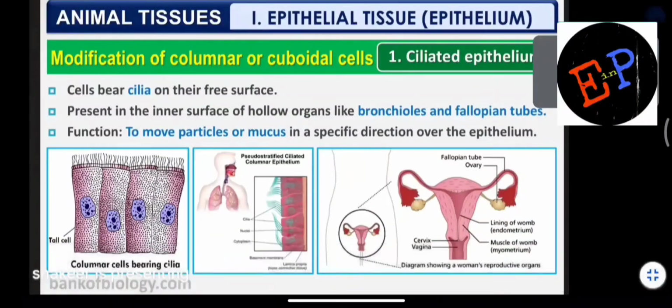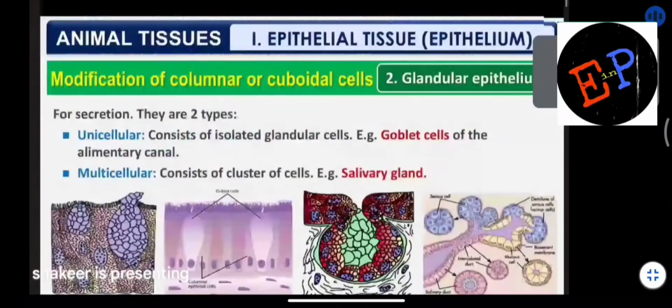Okay. So next, modification of columnar or cuboidal cells. The second and third types of simple epithelium cells are what? One is cuboidal, the second one is columnar. These columnar and cuboidal cells will be modified into two types. Are you able to understand? One is ciliated epithelium and the second one is called glandular epithelium. I think somewhere he mentioned here.